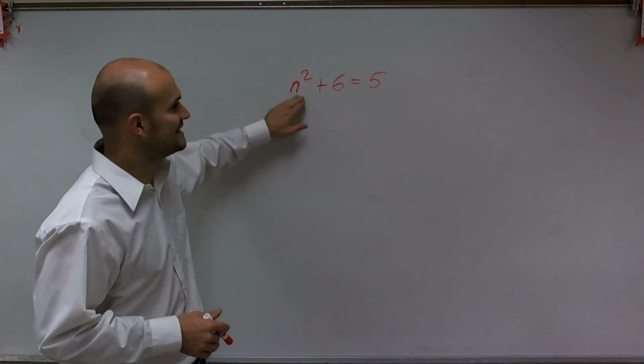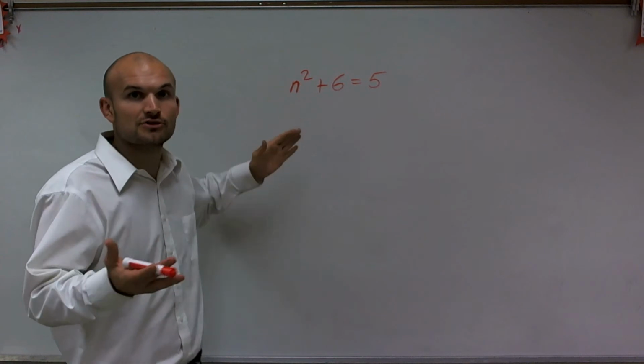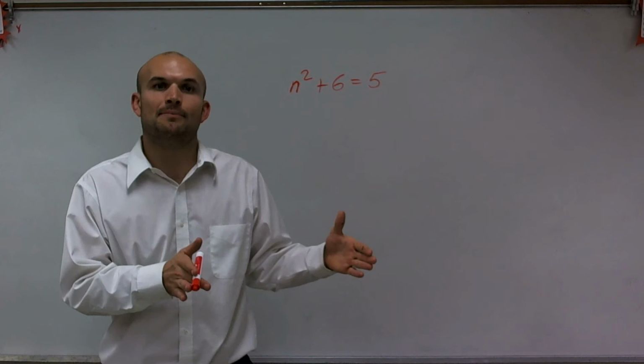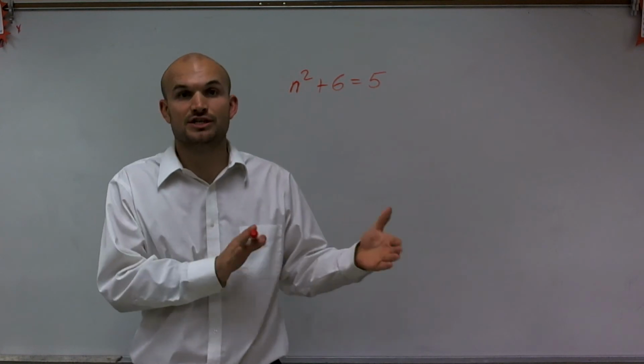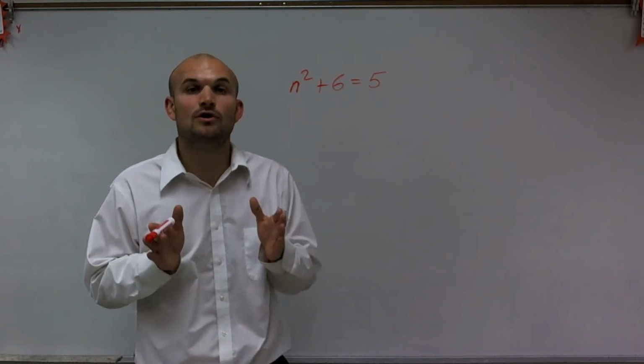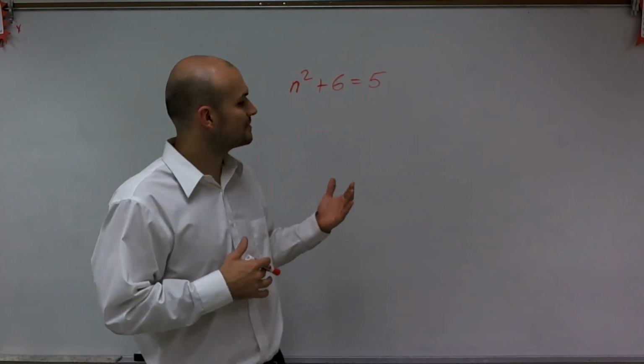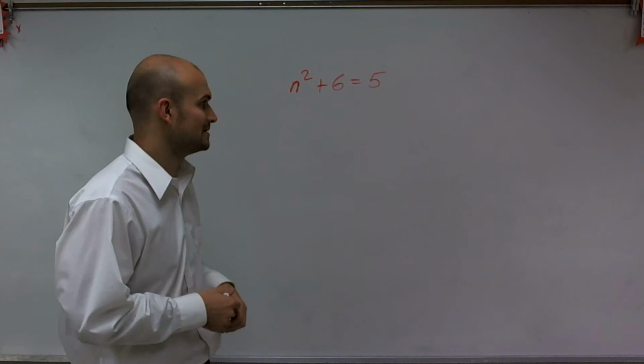What I'm going to do is I need to get the n by itself. So I'm going to use my inverse operations. Remember, first thing I always do is the reverse order of operations, meaning we always want to undo addition and subtraction first, then we'll undo multiplication and division, then we undo exponents or powers, and then our grouping terms.